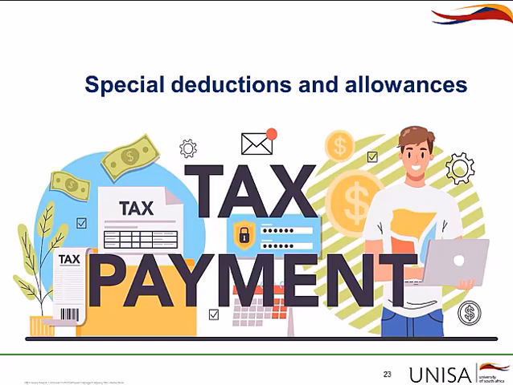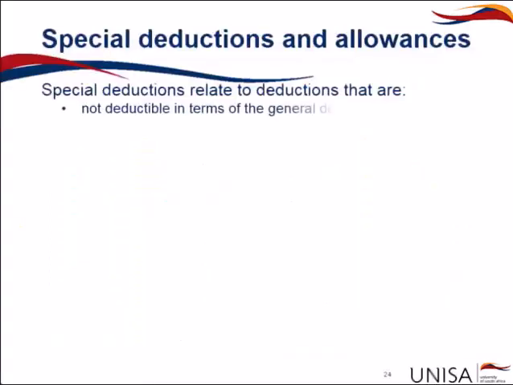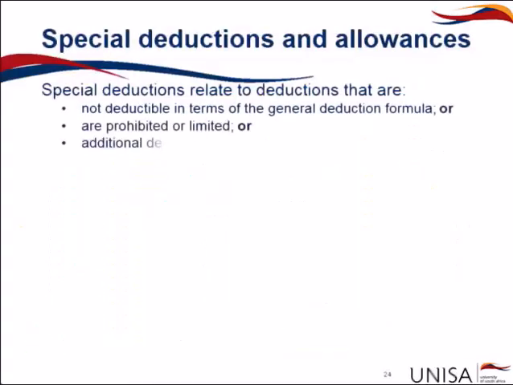Let's have a look at special deductions and allowances. What are special deductions? Well, these would relate to where you are unable to get a deduction in terms of either the general deduction formula, or a deduction is prohibited or limited, or this is an additional deduction.